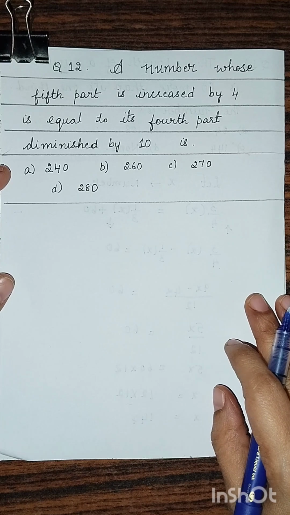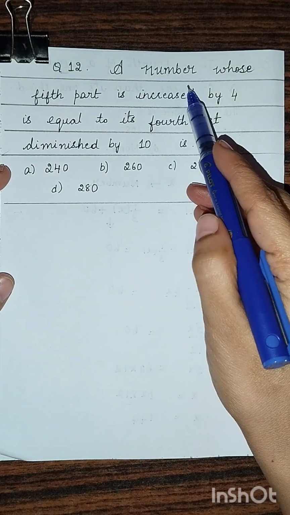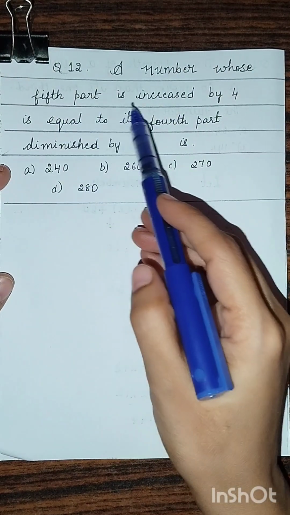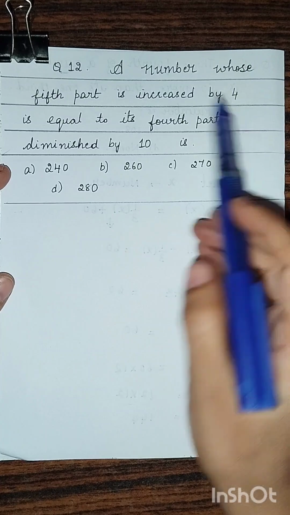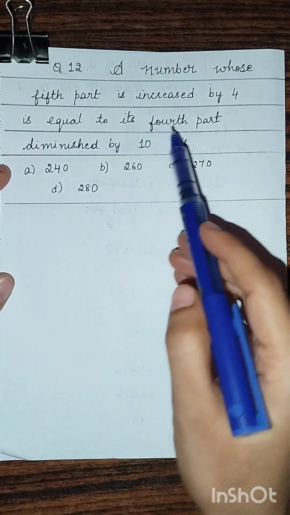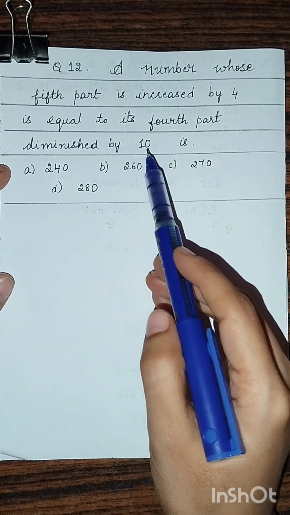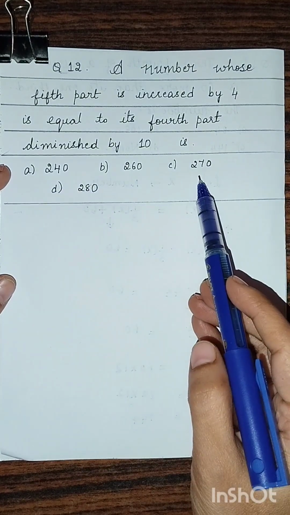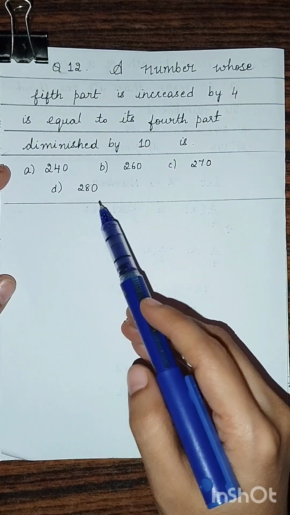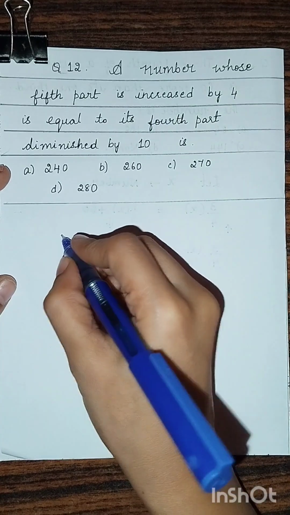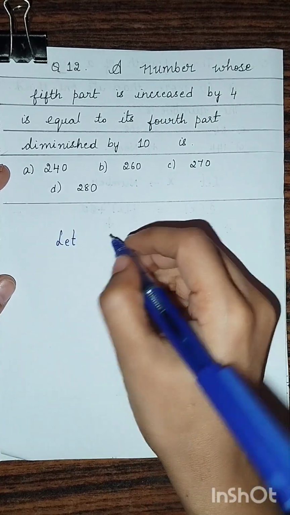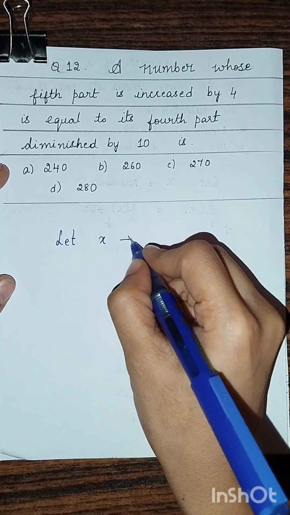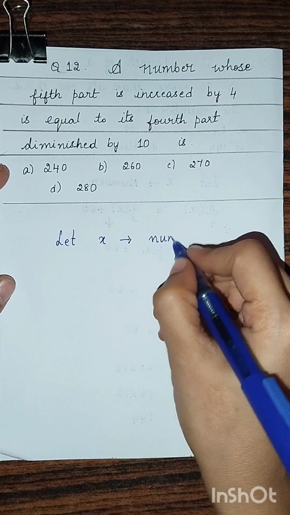Question number 12. A number whose fifth part increased by 4 is equal to its fourth part diminished by 10 is 240, 260, 270, 280. So let us denote the unknown number as x. So let x be the number.